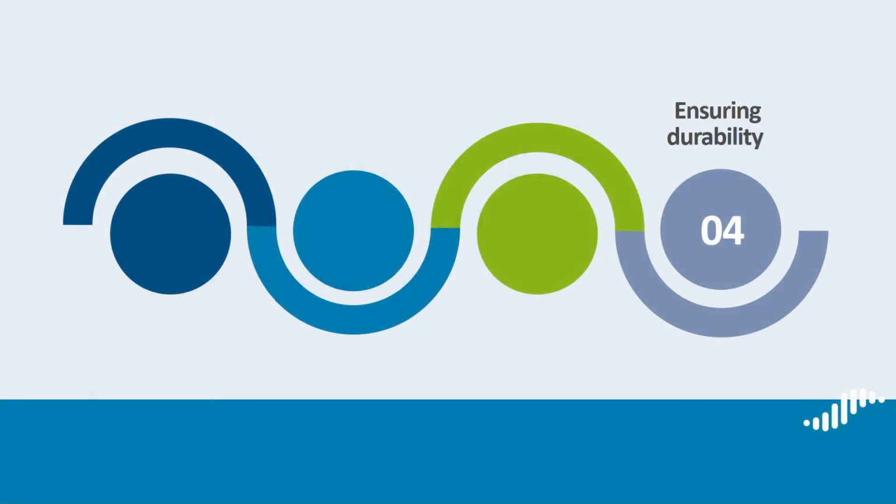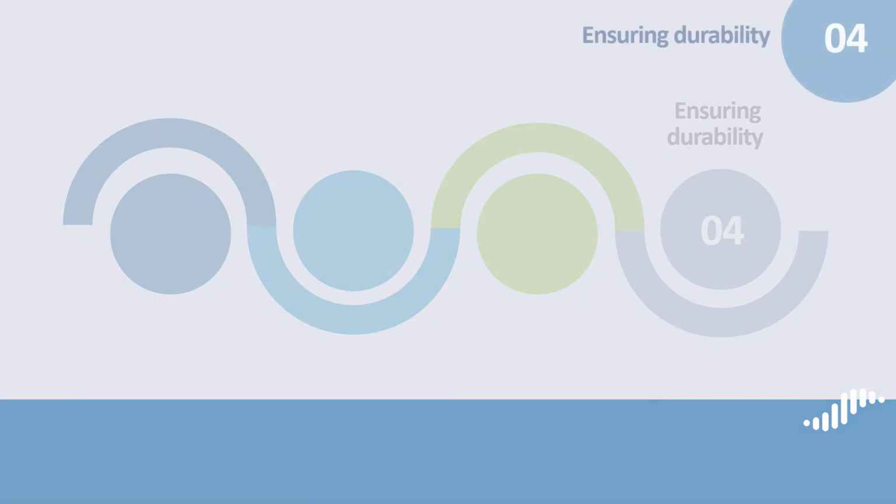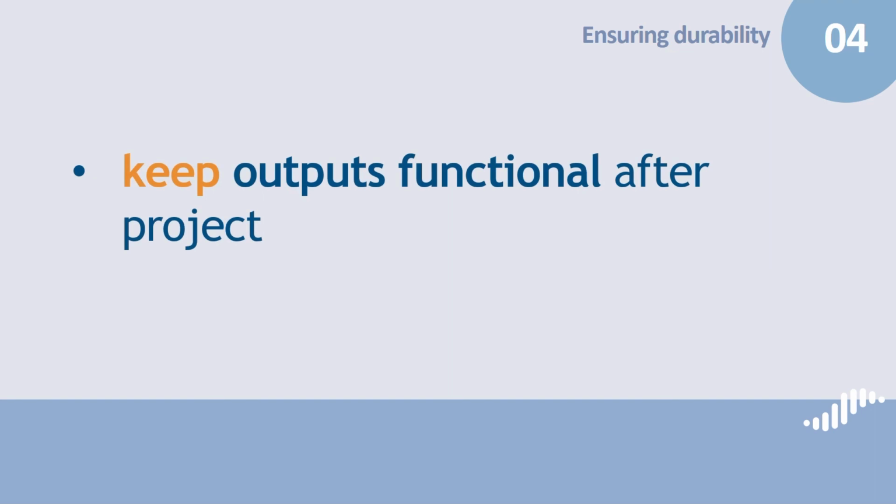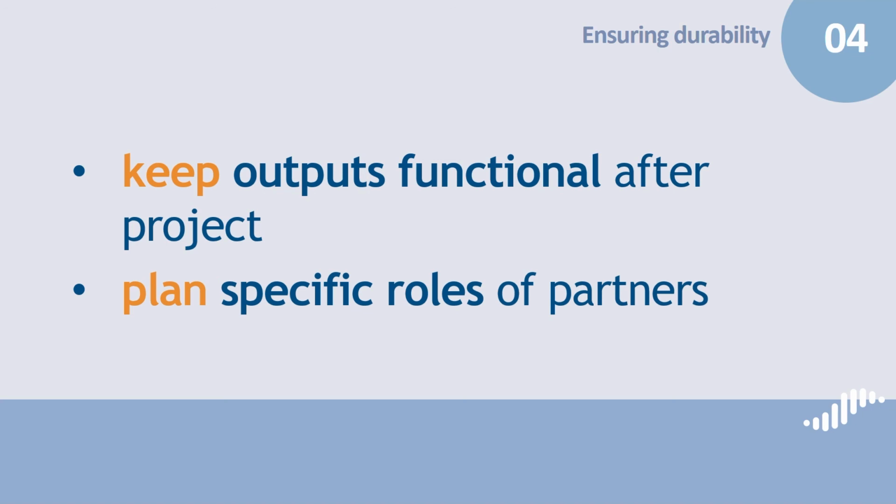Step 4. Ensuring durability. When planning your project, think in advance how to organize the institutional and financial support to keep the outputs functional after the end of your project. Plan also the specific roles of the different partners in this process. This is what, within the program, we call the durability of a project. It is a key feature of a good project to have outputs that are used and will remain useful after the project ends.